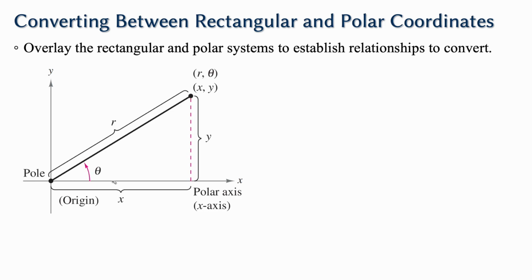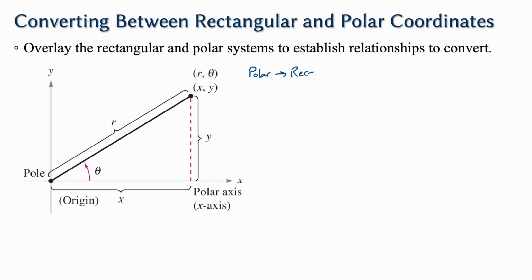However, the horizontal distance from that and the vertical distance would give us the x's and the y's. Okay, so we can either look at this as the pole or the origin depending on our perspective. So what we're looking for is a relationship to go from rectangular to polar or from polar to rectangular. So let's start with going from polar into rectangular.